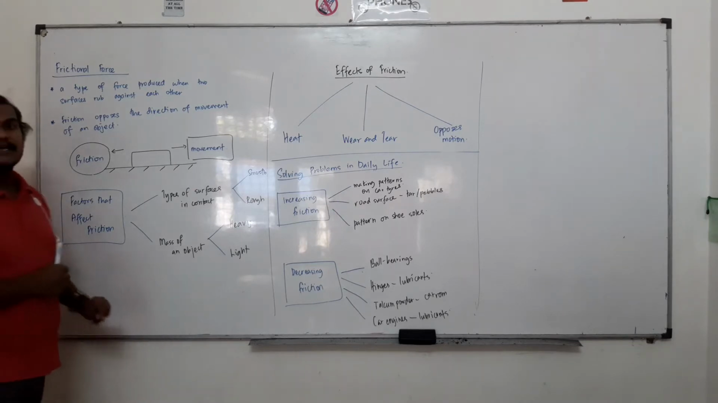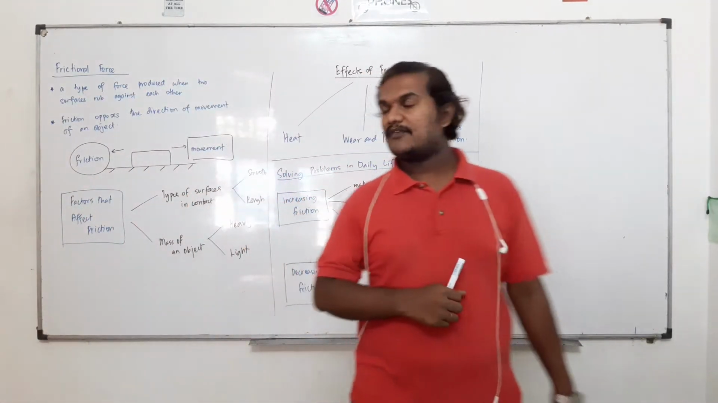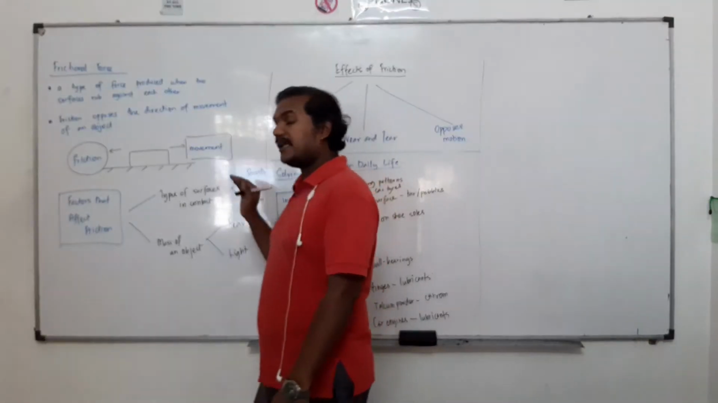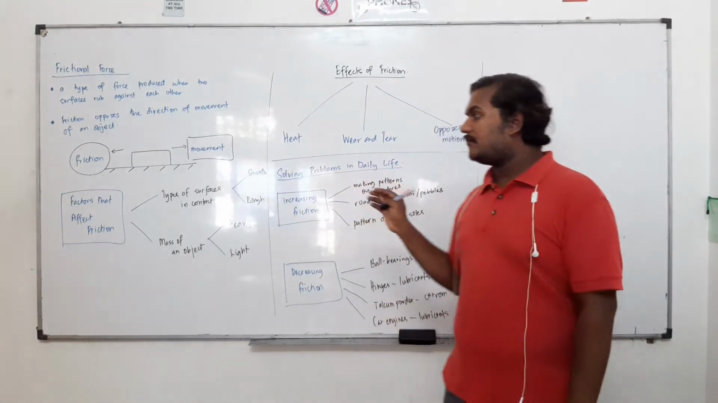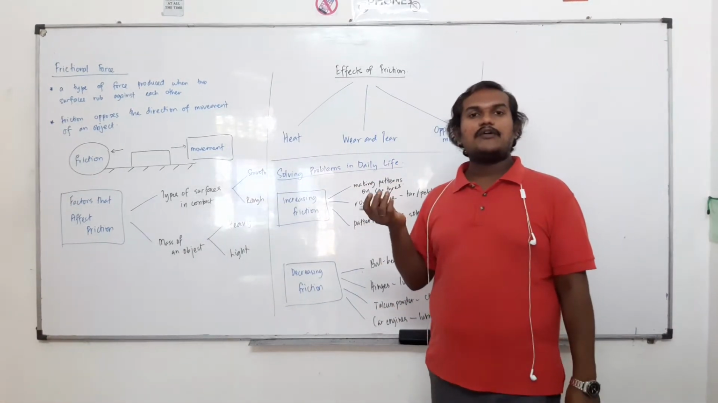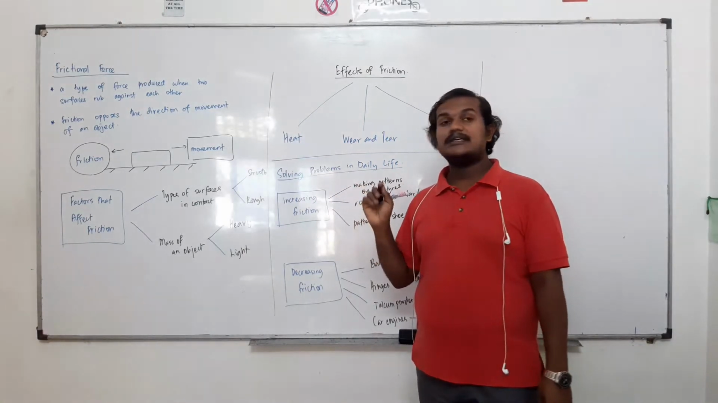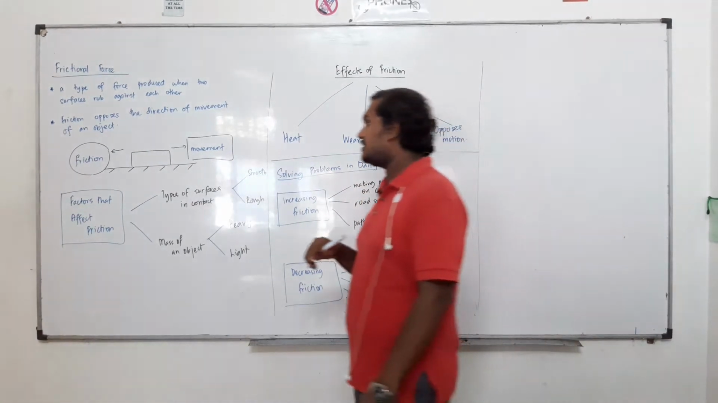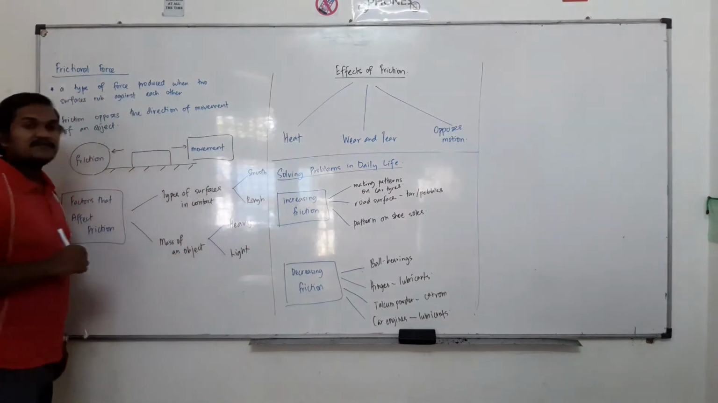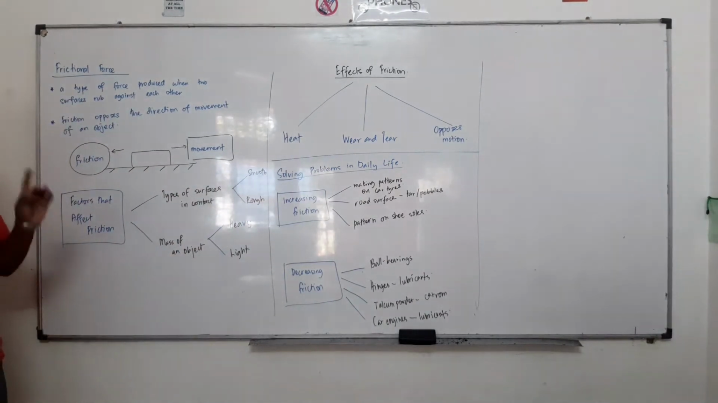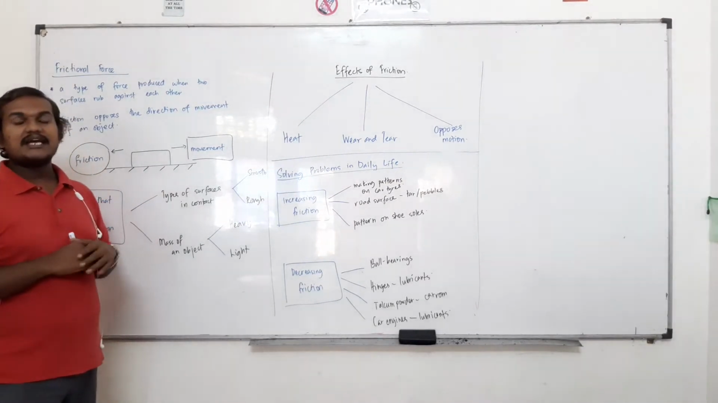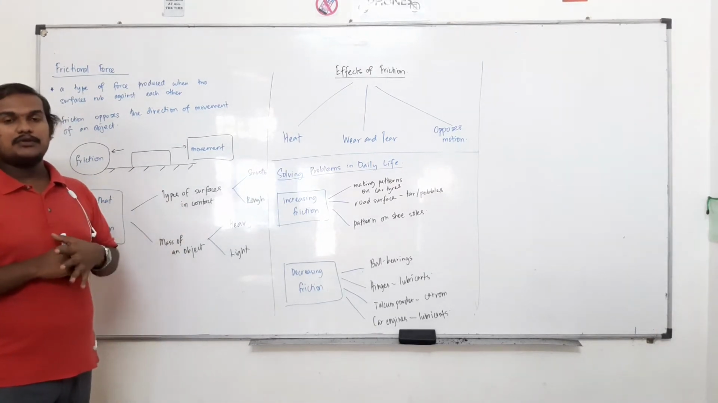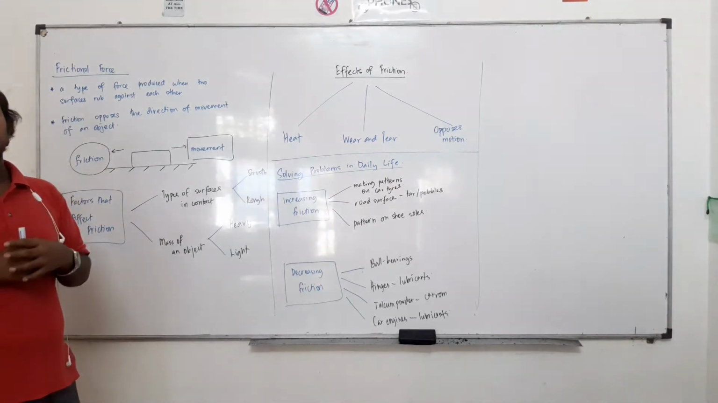Next, the factors that affect friction. Under the factors, we are going to learn how to increase or decrease friction. The amount of friction produced depends on certain factors. There are two important factors here. The first one is the type of surfaces. As I told you before, two surfaces must be in contact, and surfaces in contact can produce friction.